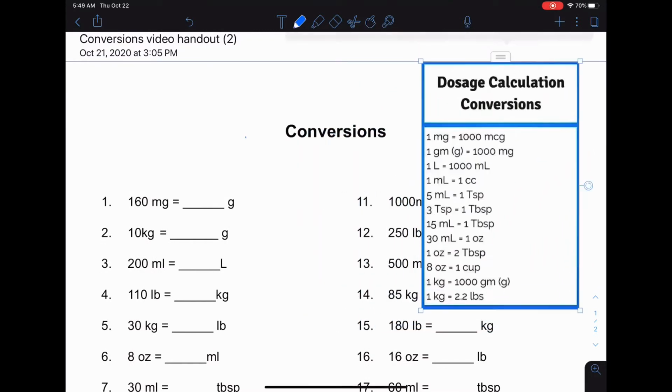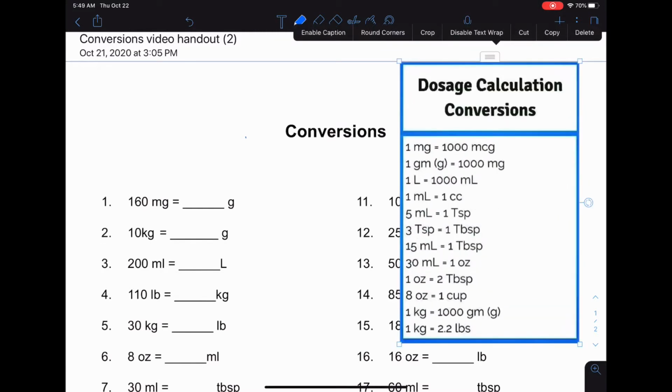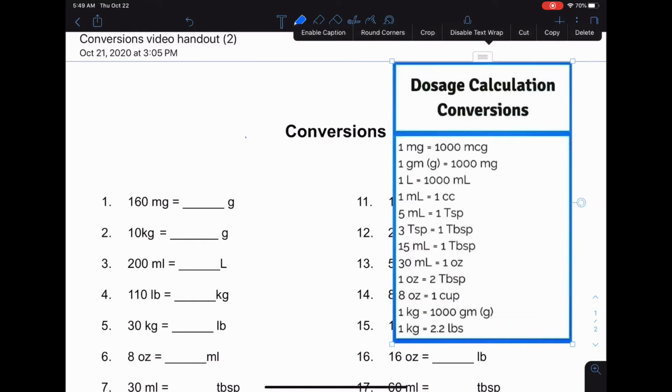This is just for the video, but these are the conversions that you need to commit to memory. Most often you're not going to be able to have one of these conversion tables handy for test time. But since we're just learning, we're going to go ahead and have it handy there to use.